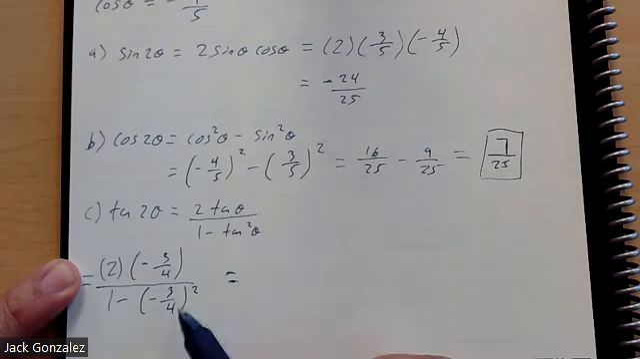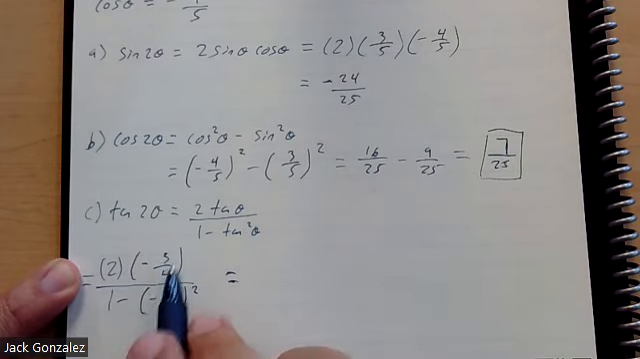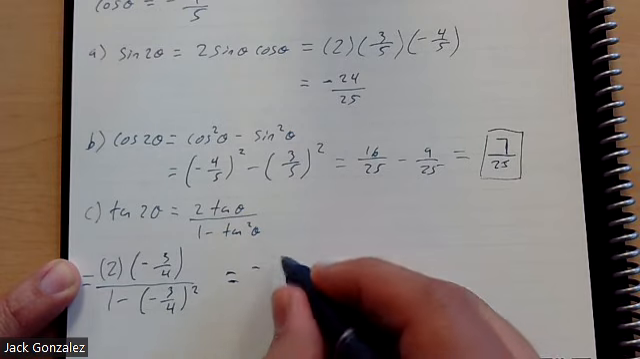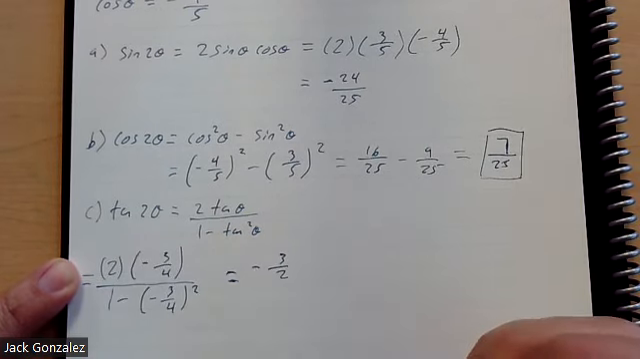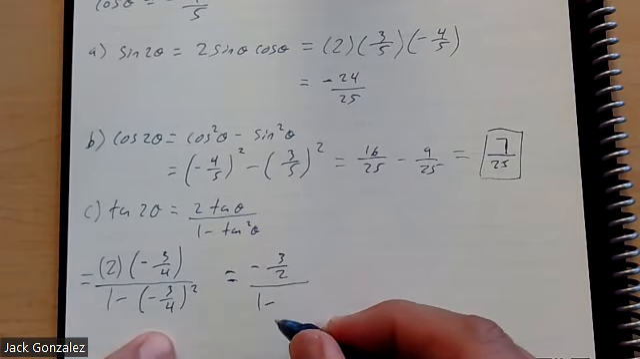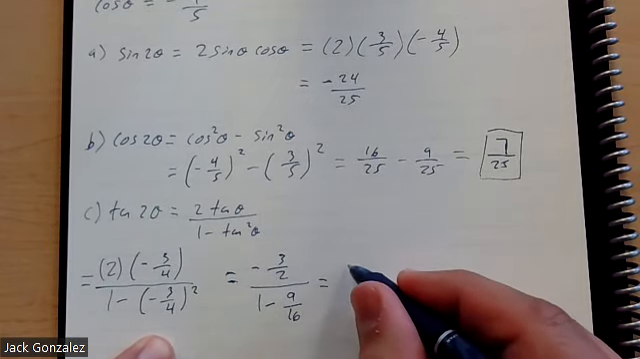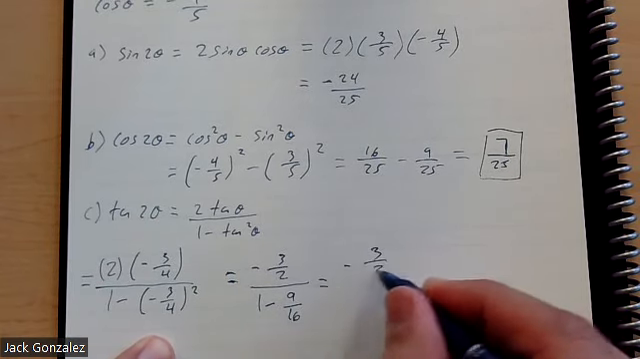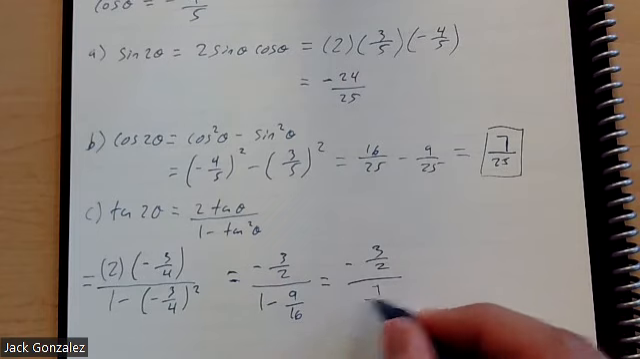That's basically your pre-cal step, that first line. 2 times this garbage is 2 times -3/4. That'll be -3 halves, right? 1 minus 3/4 squared, that's going to be 9/16. Okay. 1 minus 9/16 is 7/16.